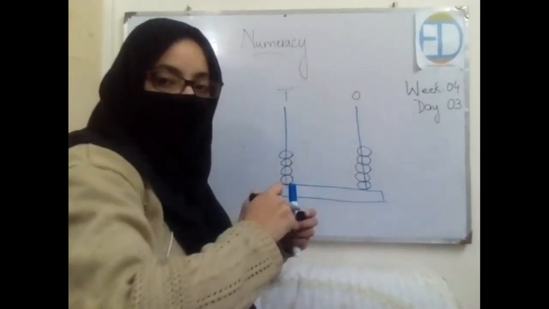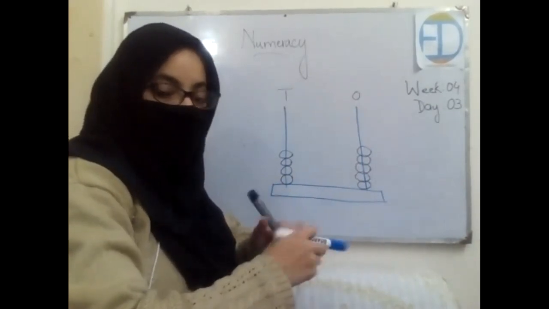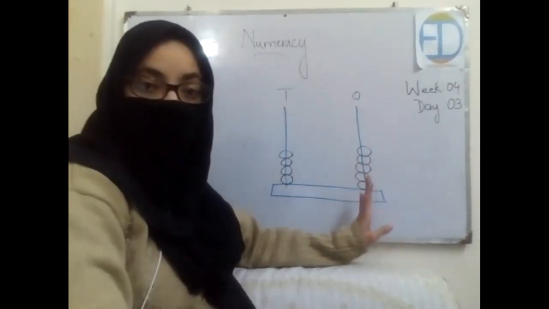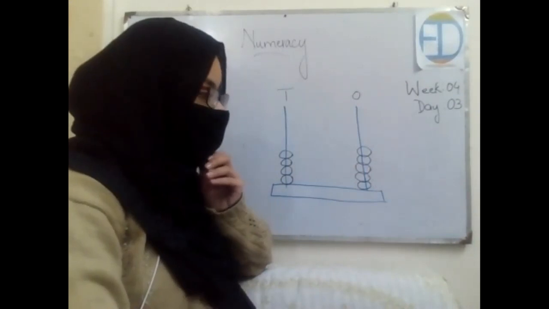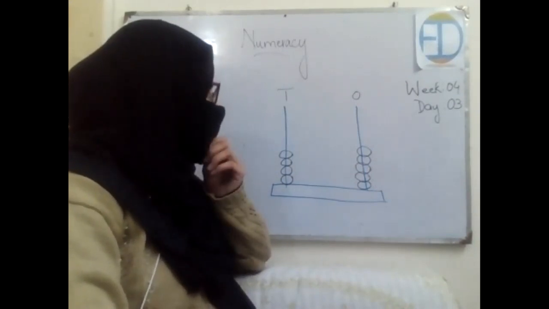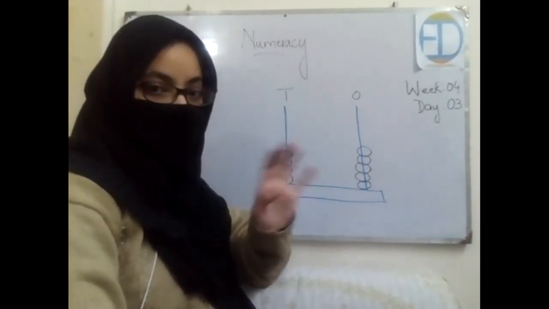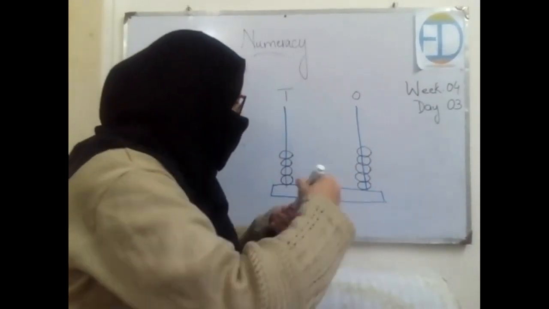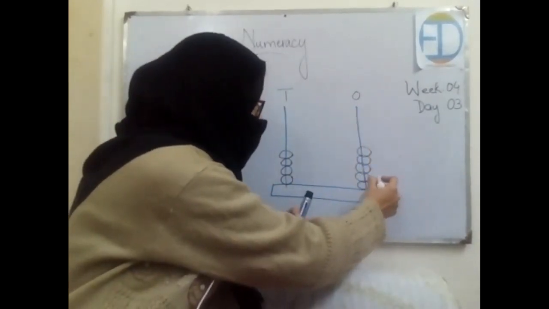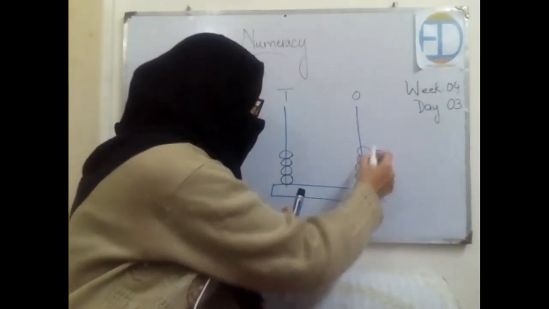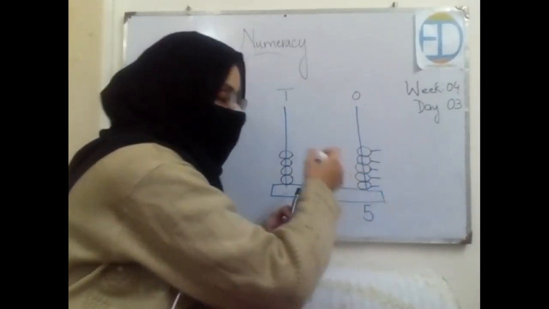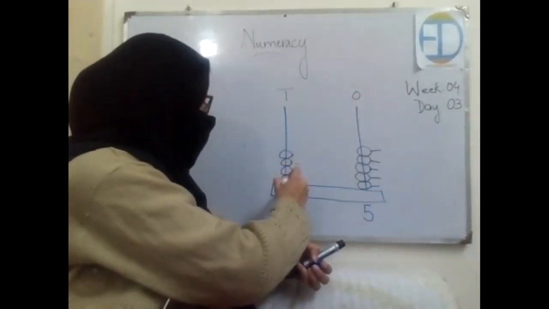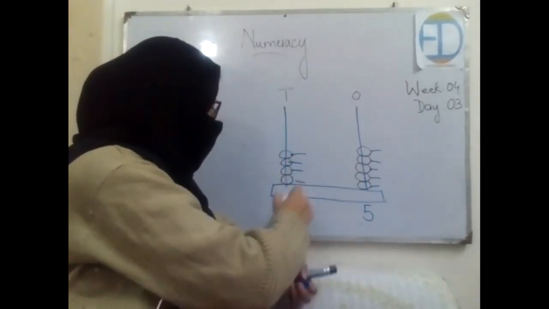Okay, can anybody tell me what the number is? Yes, we always start from the left-hand side, right? Okay, good, wonderful. Now tell me how many ones are there in this abacus. How many ones are there? Count them. 1, 2, 3, 4, and 5. And how many tens are there? 1, 2, 3, 4.